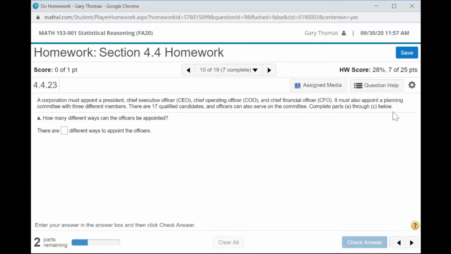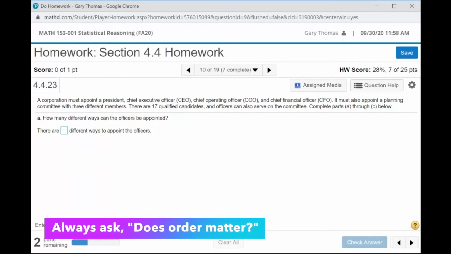So there will be 3 parts, A through C. And part A is how many different ways can the officers be appointed? And you think, well, does order matter? Does it matter who's the president, who's the CEO, or could you just mix them up? And you'd realize, no, you can't mix them up.